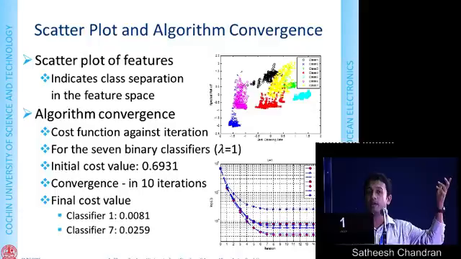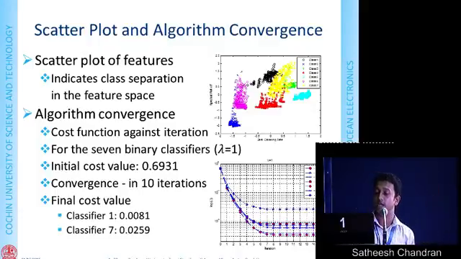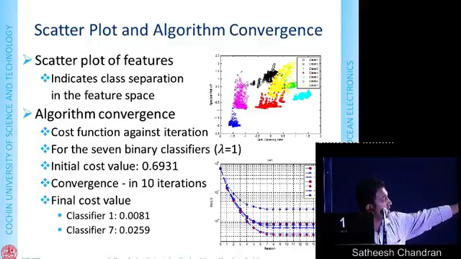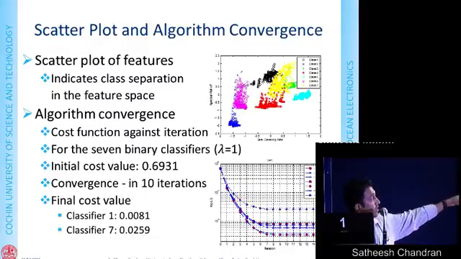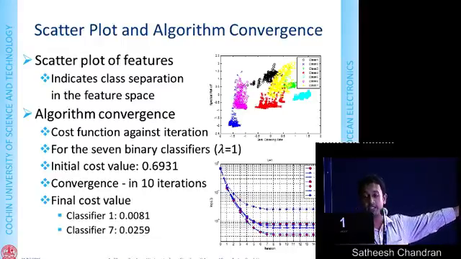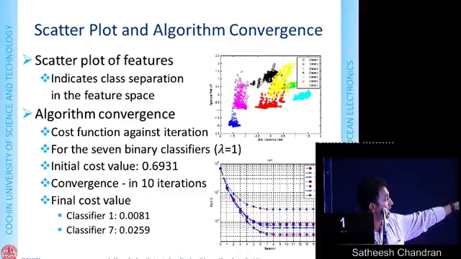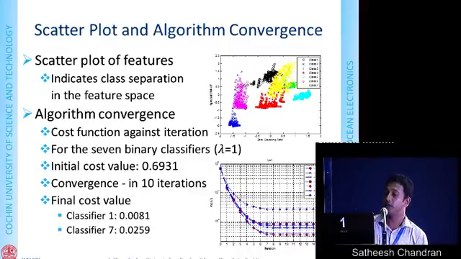For lambda equals 1, we can see that the initial value for iteration 0 is 0.931, and the algorithm converges in 10 iterations, with a final value of 1.001 for classifier 1 and 7.059 for classifier 7. We must also evaluate how the algorithm converges for various values of lambda.